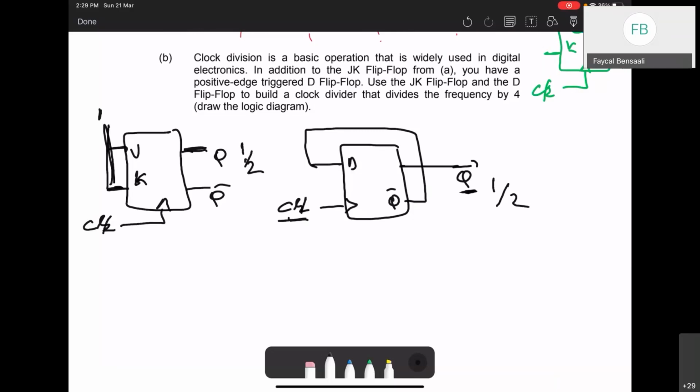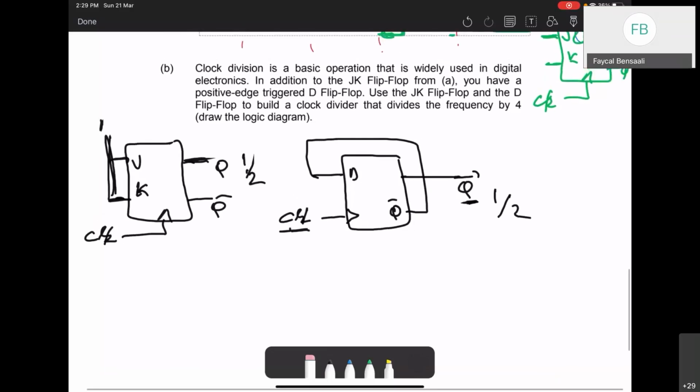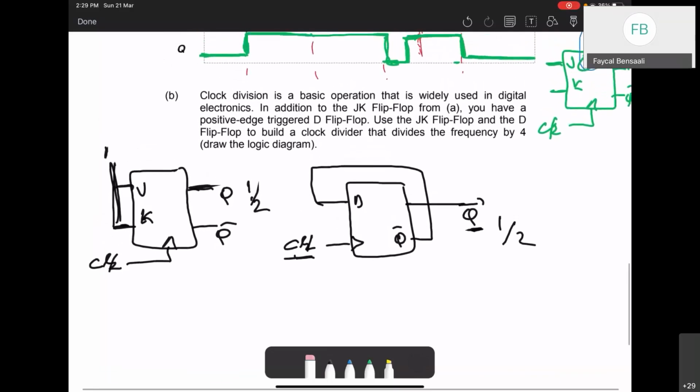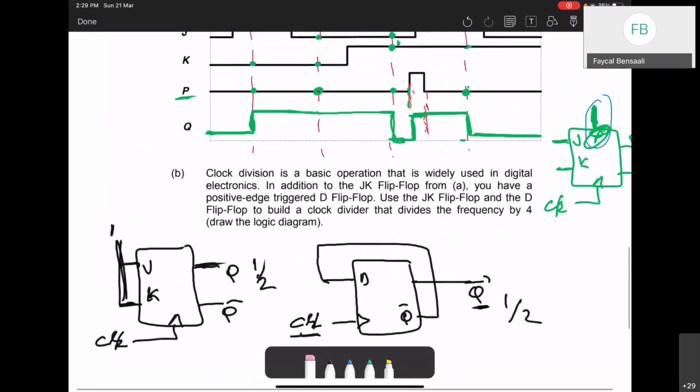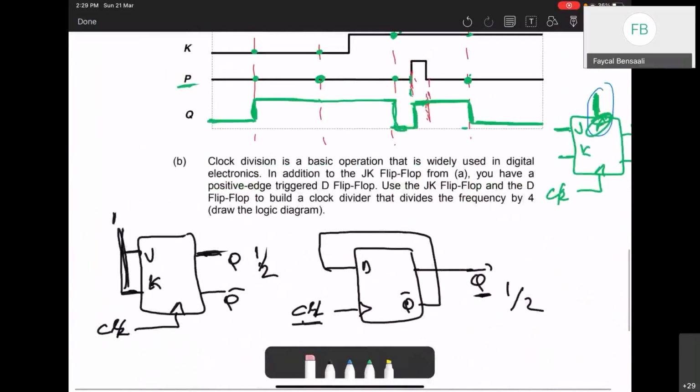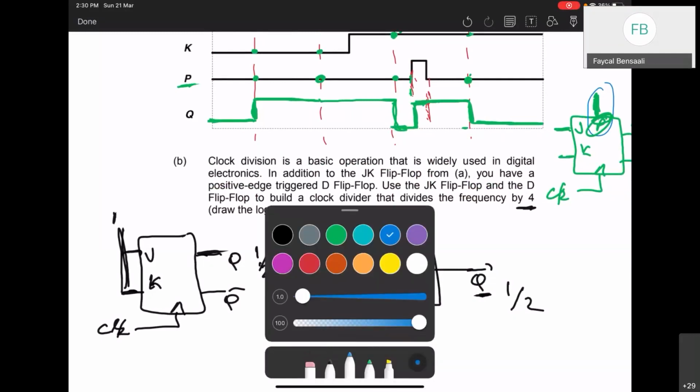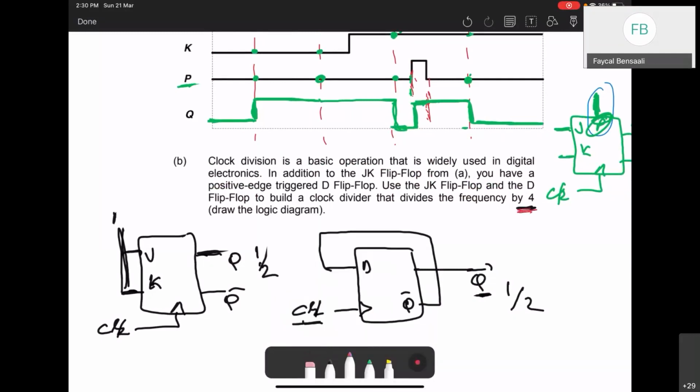So this is divide by 2. If I take this question, it asks you to use the D flip-flop from the previous question. We did a D flip-flop here, right? And then we did this one as well, the JK. So assuming that you have one JK, one D flip-flop, and we ask you to use them to get a clock divider that divides the frequency by 4. So we want to divide by 4.